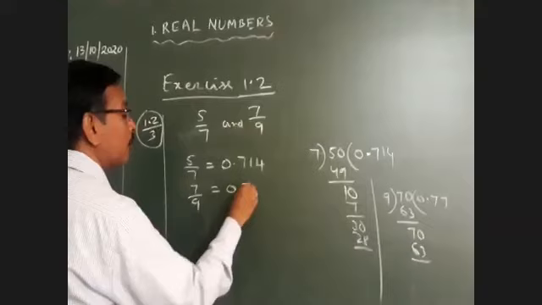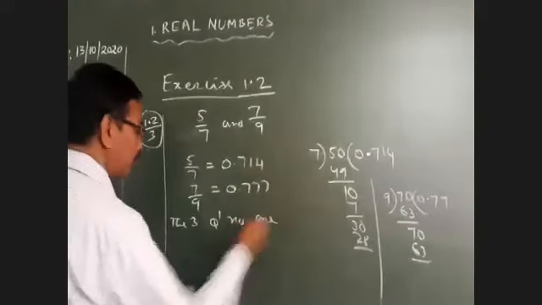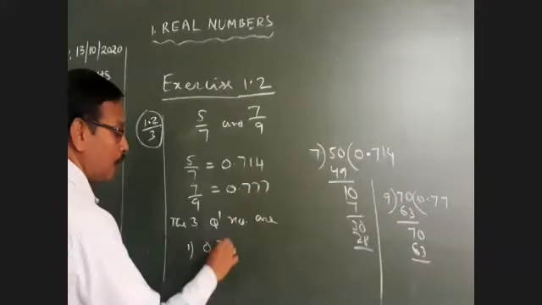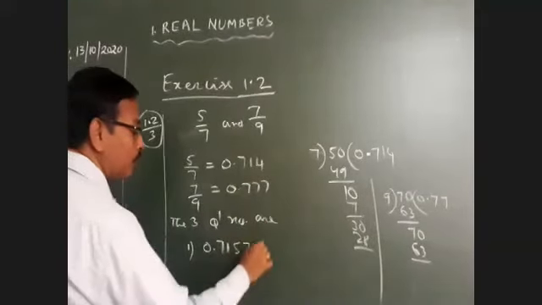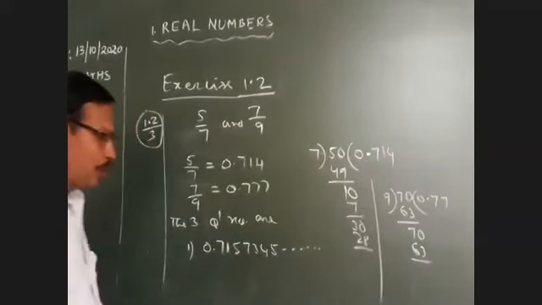Between 0.714, so 7 is common, hence between 14 and 77 there are so many numbers to get. Therefore, the 3 irrational numbers: 0.714, afterwards 715 we will take. Now whatever numbers you can write, continue and keep dots. This is one irrational number.